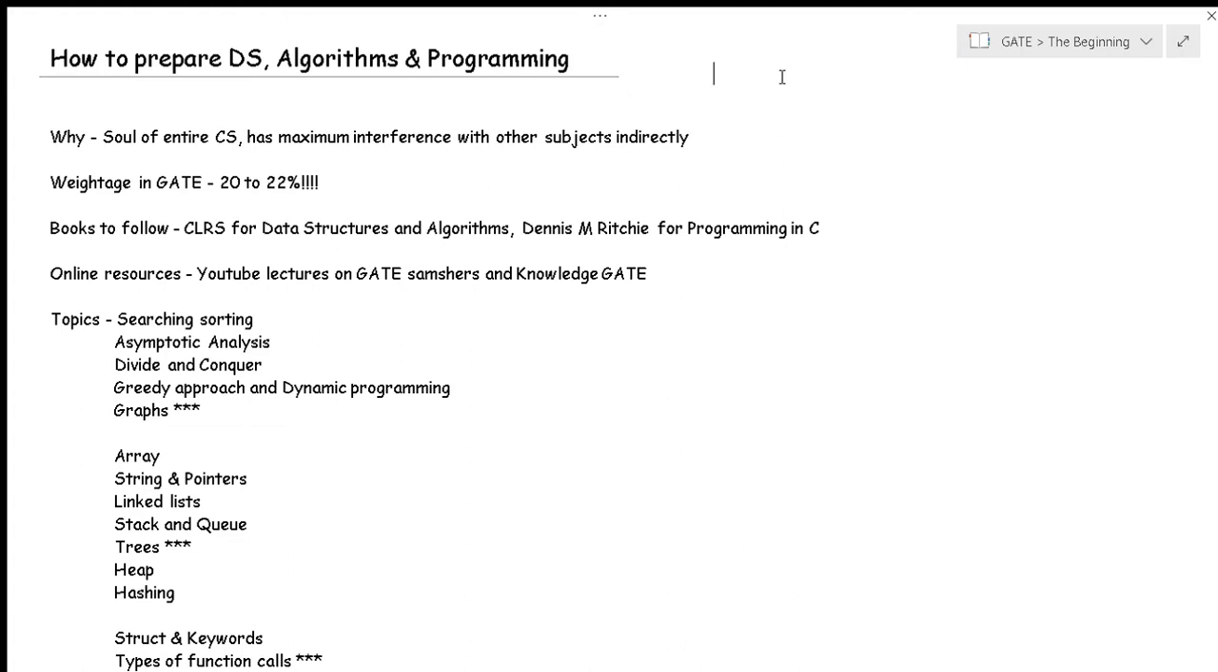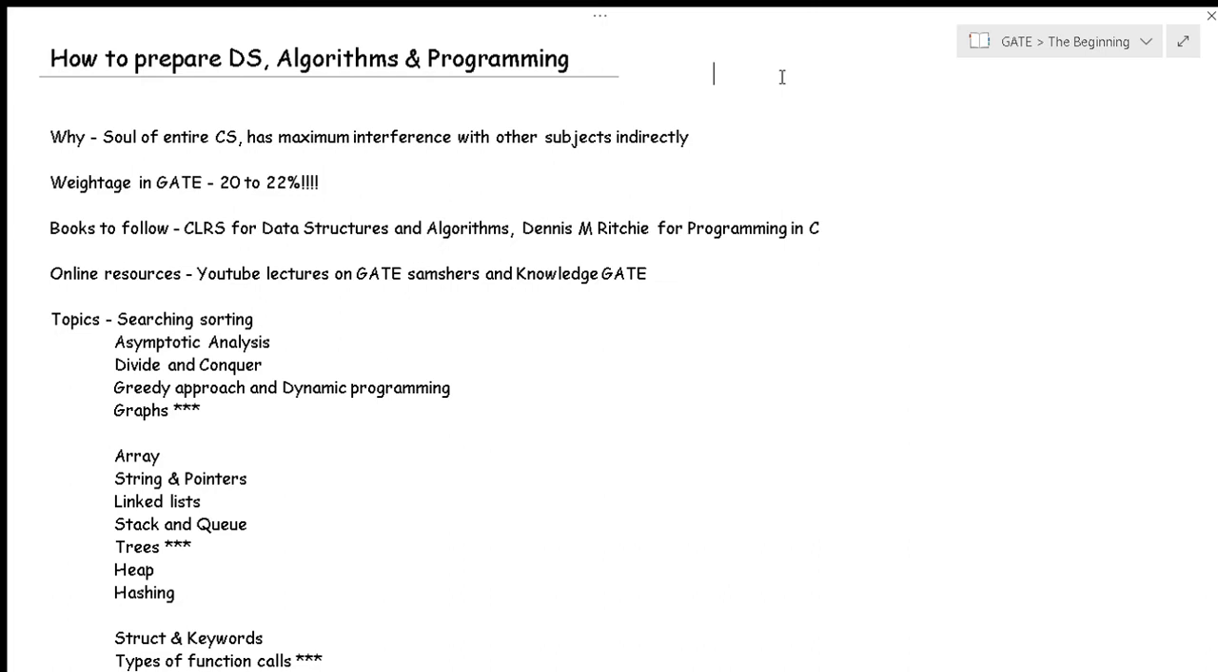Also, after you clear GATE and take admission in MTech, when you prepare for placements, you will again have to prepare for the coding round, and there you will again need data structures, algorithms and programming. So you need to understand that it's a highly important thing in the entire CS.